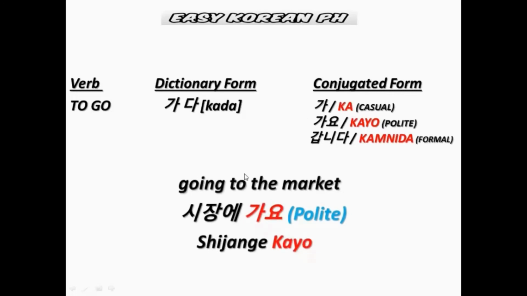Okay, so we have an example here. Going to the market. So, basically, this is the direction, and then we have the verb. This is the verb, and then we have the direction. So, as I said, the verb in the Korean sentence structure comes at the last part. So basically, this is market going. In Korean, that is 시장에 가요. 시장에 가요.